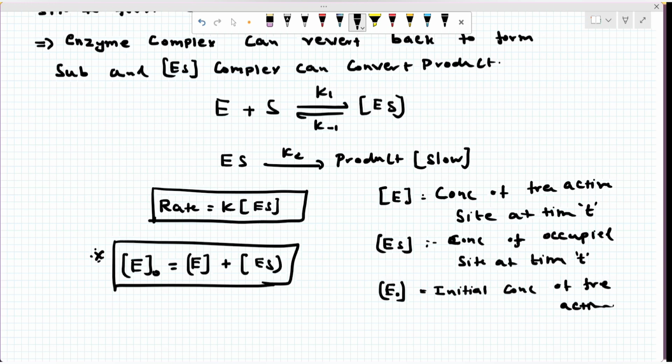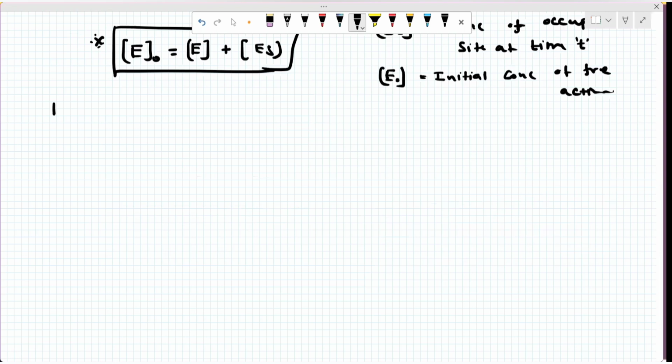Now we write the rate law. Using the rate law, I'm going to find out the active intermediate concentration using SSA, right? Now, what is the rate law? Simple. The rate is equal to K2 into ES. Now I'm going to apply SSA.